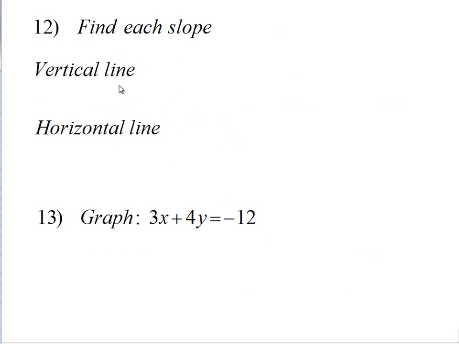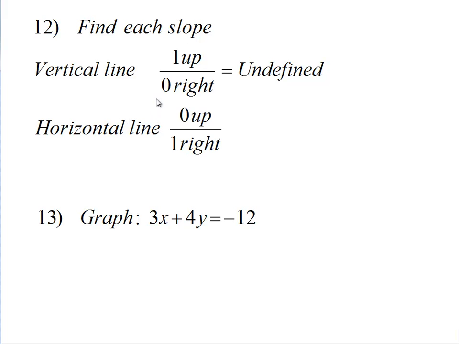Okay, 12. Find each slope of a vertical line. With a vertical line, it's going up and down. So we're going to go up some number of units, but we're not going to go right at all. So I'm going to go up some distance, call it 1, 2, whatever, and 0 right. Now, if you don't go right, you're dividing by 0, which is called undefined. A horizontal line is flat. It does not go up, so there's 0 on the top, but it does go right or left. So it's 0 divided by 1, which is 0. So a horizontal line has a 0 slope. A vertical line has undefined slope.